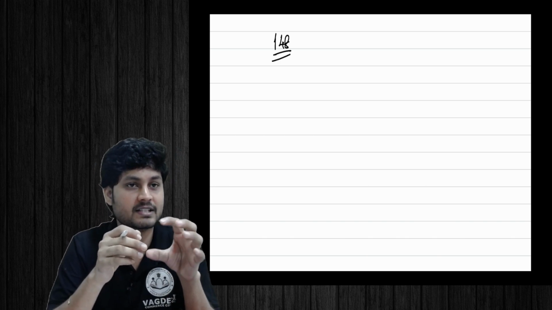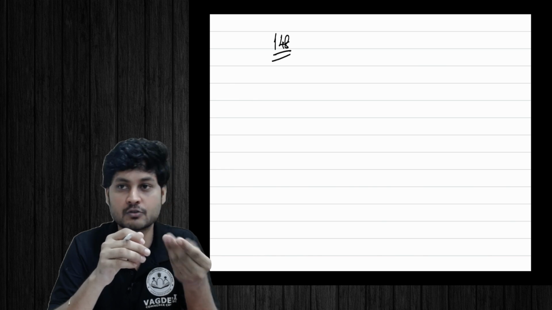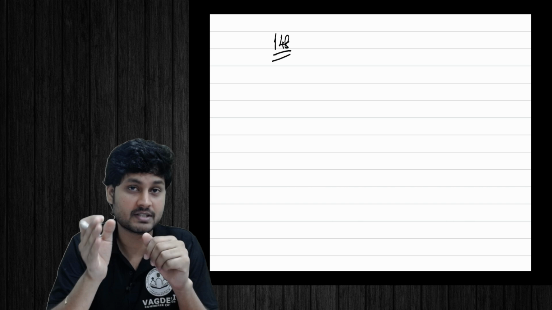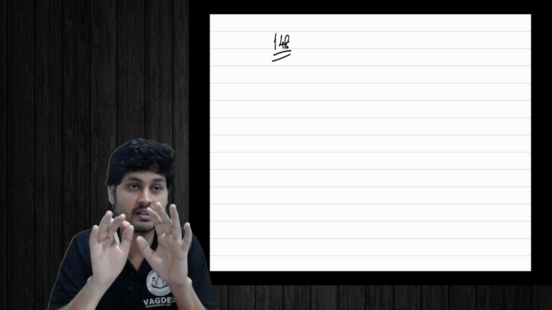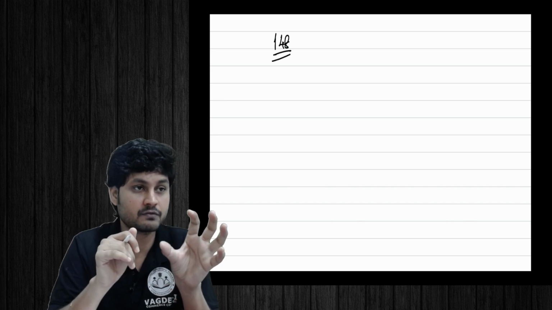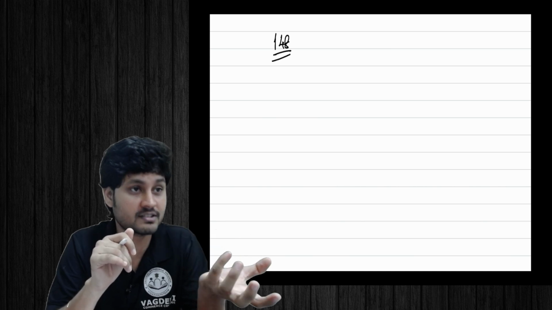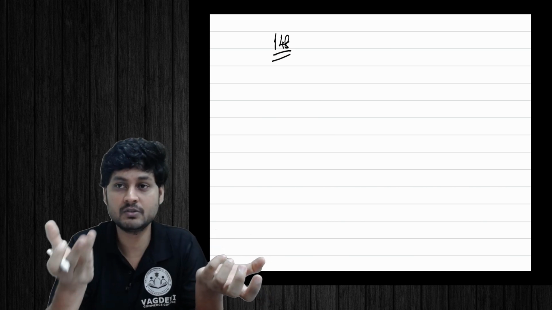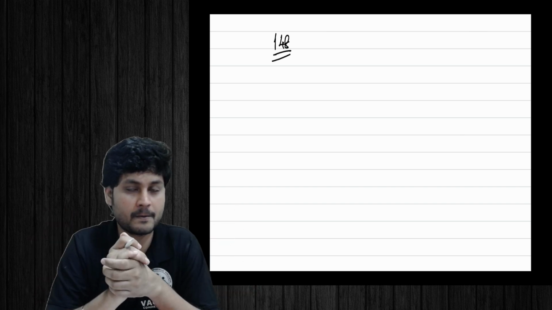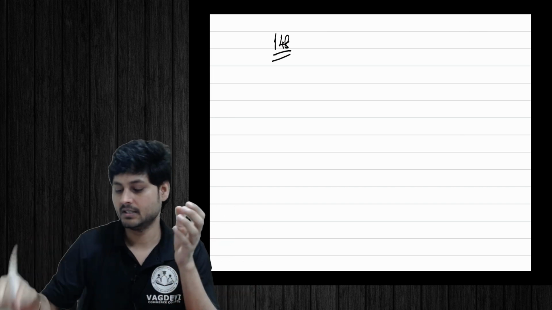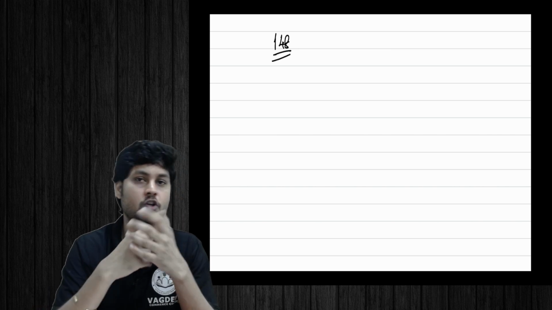So 148 subsection number 1 will have one rule called rule 3. 148 subsection number 2 will have another rule called rule 4. Rule 3 is for cost records. Rule 4 is all about cost audit. Okay. Thereafter we discussed appointment of cost auditor.